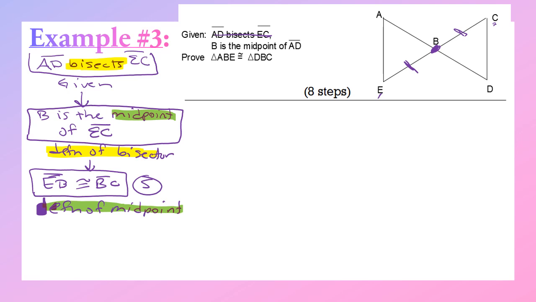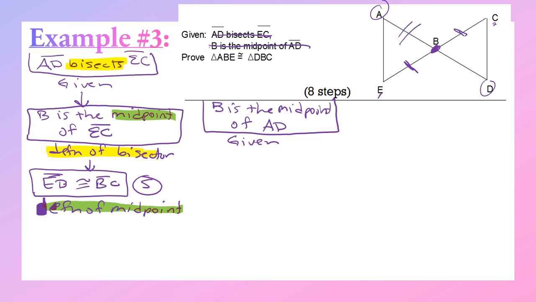So my next statement that is given to me says that B is the midpoint of segment AD. And if I think about how I know that B is the midpoint of AD, it's right here, it's given to me. So I'm going to write given, and I'm going to cross that out so I don't look at it again. I'm going to go to my picture, and if B is the midpoint of AD, here's A and here's D. So that means that these two segments are going to be congruent.